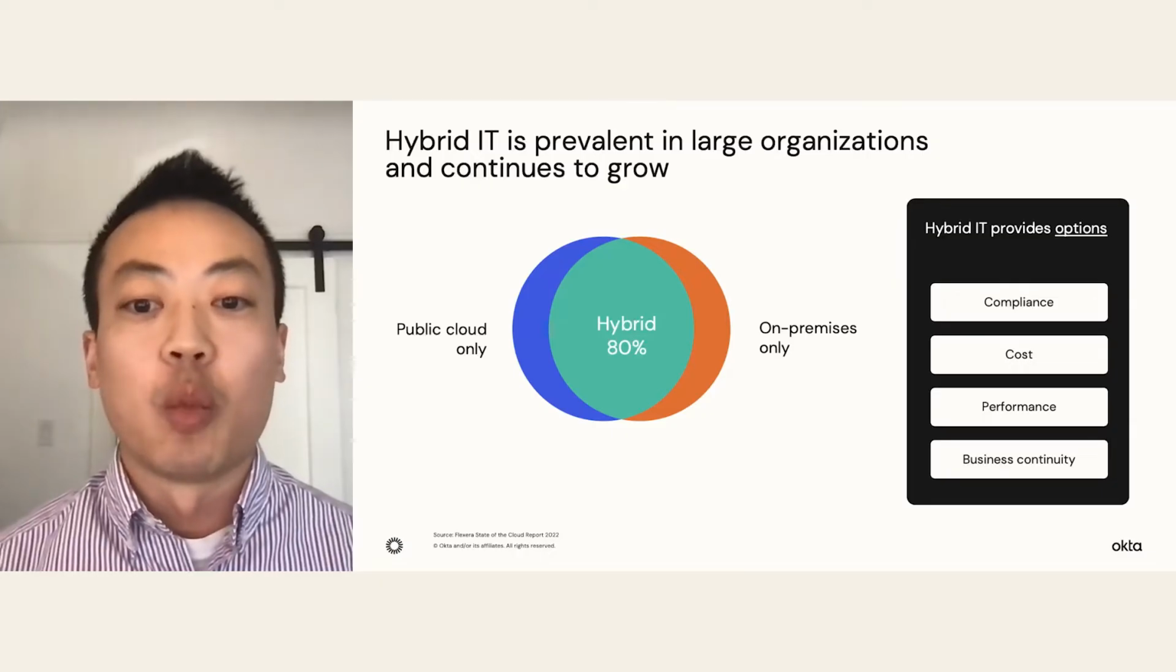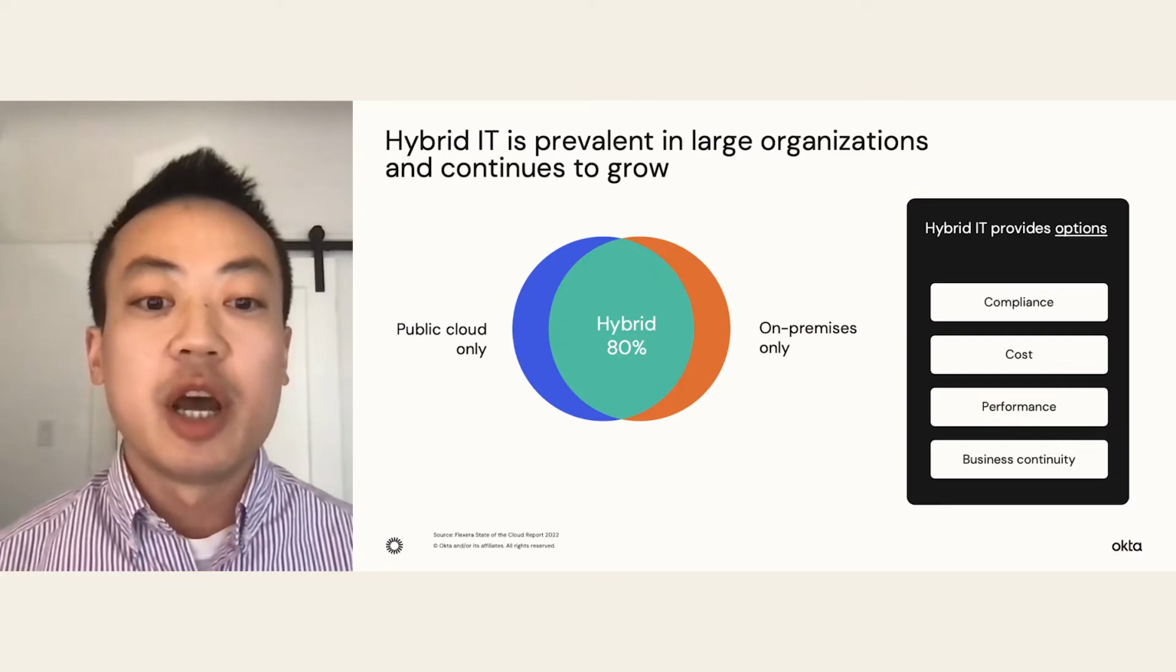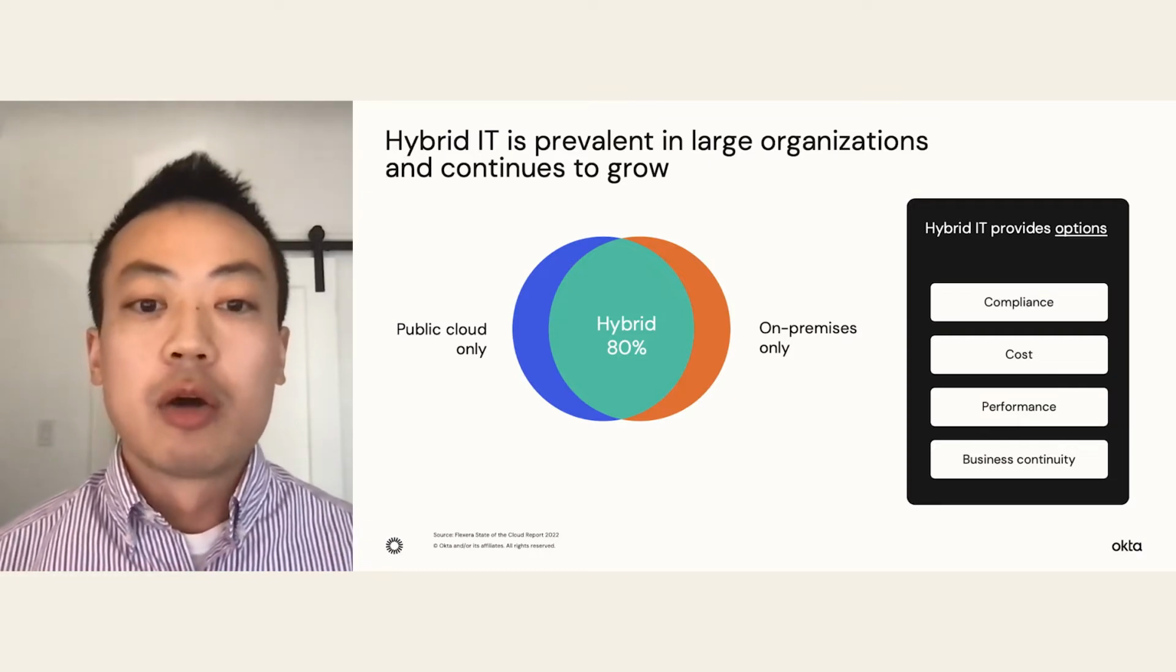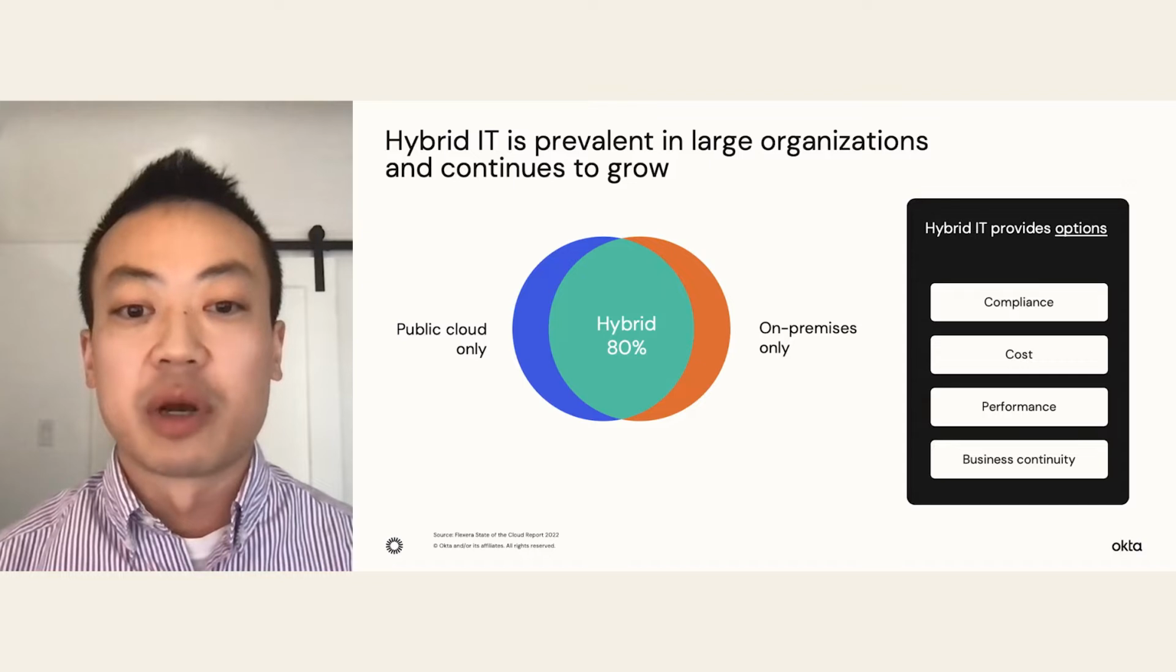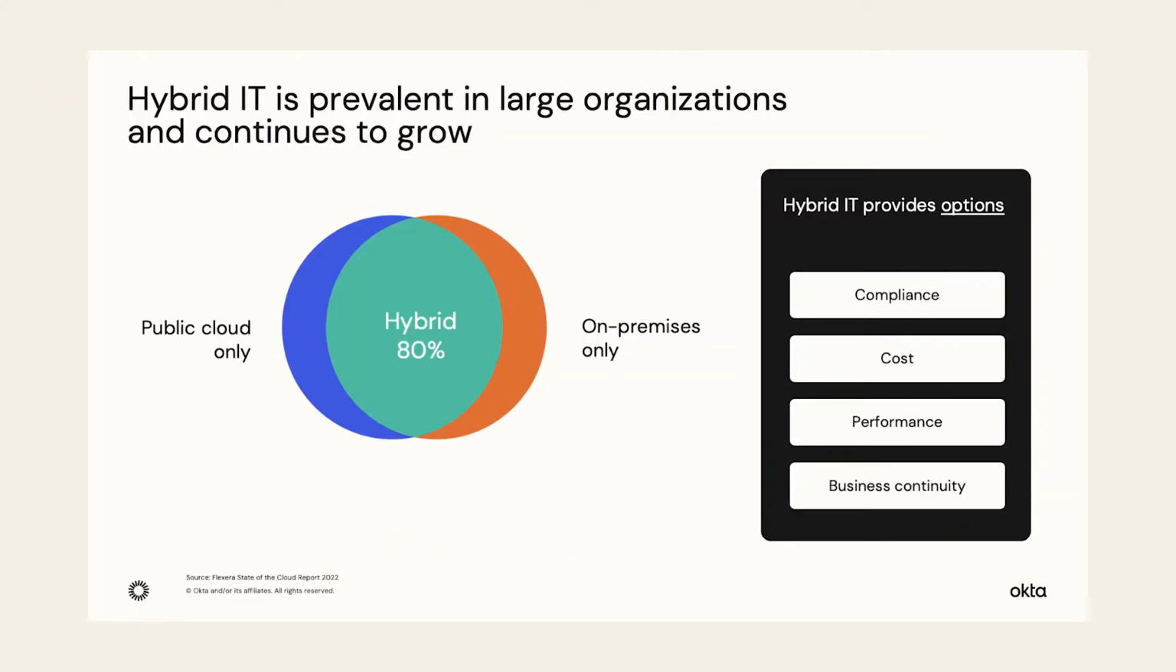So we're all aware of the fact that cloud adoption has been accelerating over the years. And along the journey, hybrid IT becomes the most widely adopted model, especially among the large organizations. According to the 2022 Flexera State of the Cloud report, 80% of the organizations are deploying a hybrid IT model, and the market is expected to continue to grow because hybrid IT provides options for these organizations to best handle certain requirements, such as compliance, application performance, and costs.